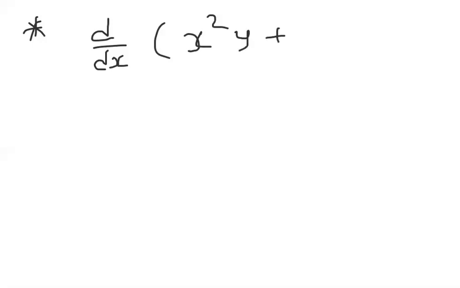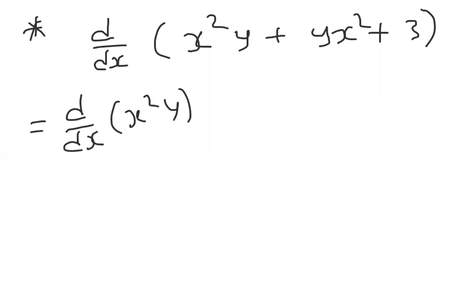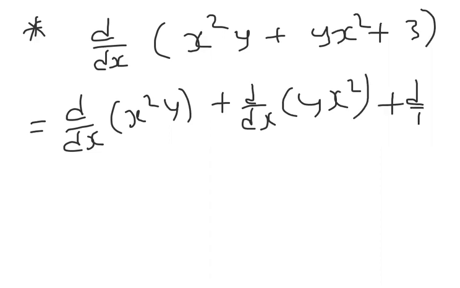Now, observe an important application. d by dx of x square y plus y x square plus 3, like this they have given. First of all we have to separate the terms: d by dx of x square y plus d by dx of y x square plus d by dx of 3. Now d by dx of x square y means we are differentiating with respect to x. So x is variable, so y is constant.